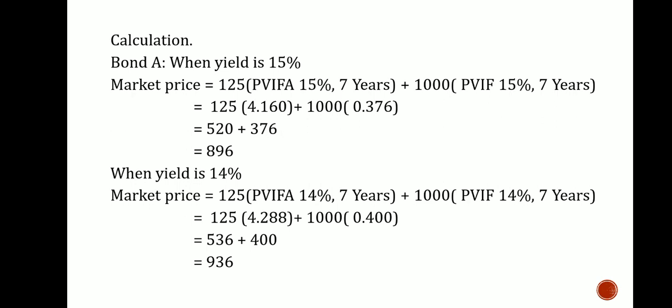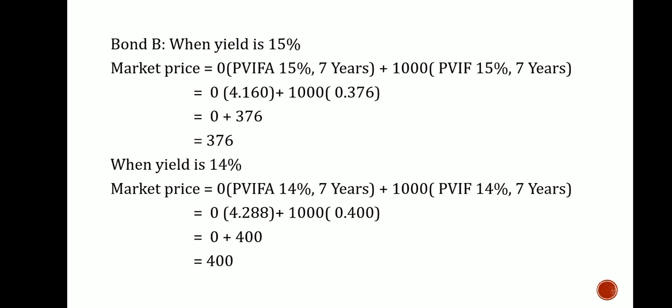We have already calculated market price at 15% yield. Now we need to calculate the market price for 14% yield. Similar calculation. See the present value interest factor annuity table, 14% for 7 years we have 4.288 and present value interest factor 1 rupee table, 14% for 7 years we have 0.400. Apply these values and simplify the equation. We get rupees 936. It is the market price.